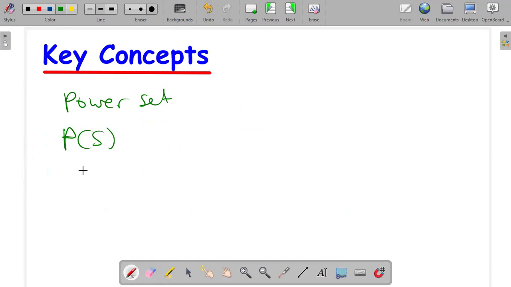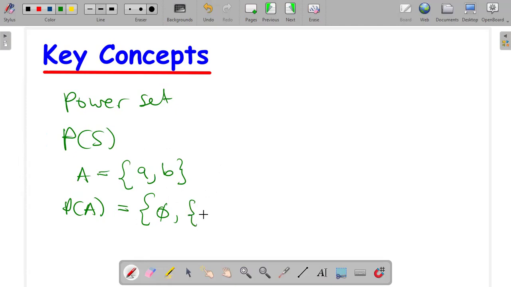Now, an example: if we have the set A, which contains the elements a and b, the power set of A is just the set that will contain all the subsets of A. First of all, since we said that the empty set is a subset of every set, the first element is going to be the empty set, contained there automatically. The next subset is the set containing a only. Then the next subset is the set containing b only. And then the next subset is the set itself, a, comma, b. So this here is the power set of the set A. The power set, as we've said, is just a set of all subsets.